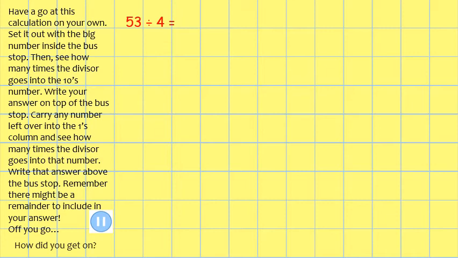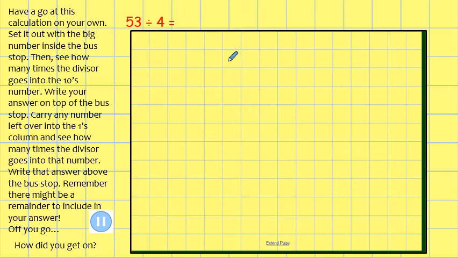How did you get on? So let's see how you did. Okay. The sum that you tried on your own, 53 divided by 4. I know that you've written the big number there and you've added your division bus stop around it, and you've written the divisor outside of that sum, outside of that division bracket. I'm confident that you've looked at this 5 and you thought, 4 goes into 5 one time. And I know that you thought that you've got one left over and you've put it there.